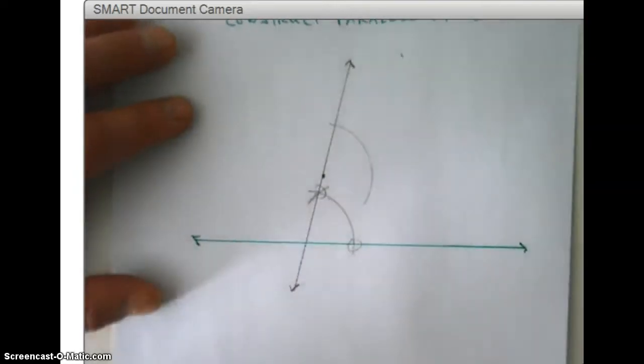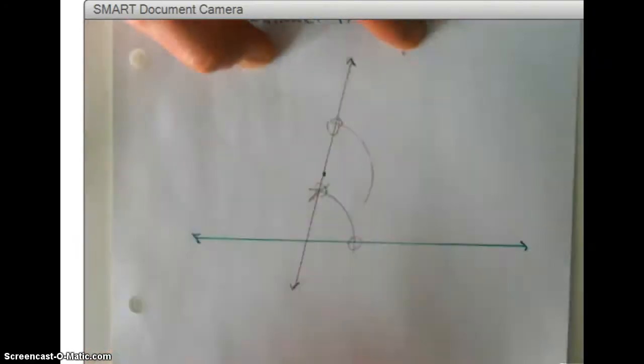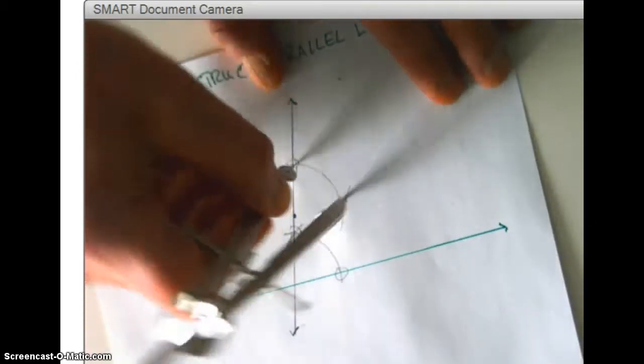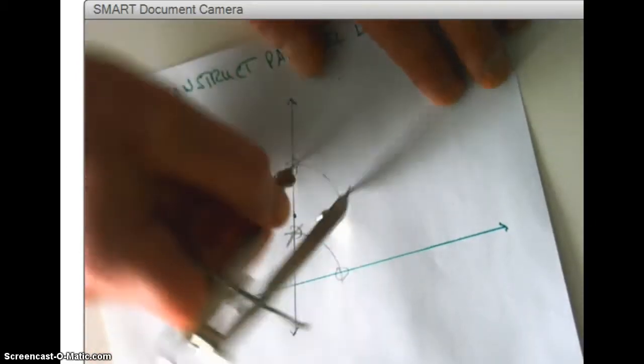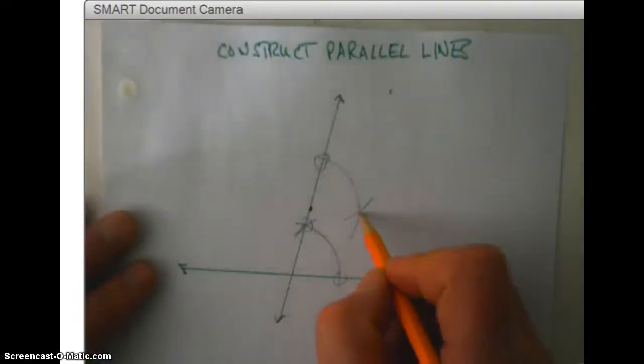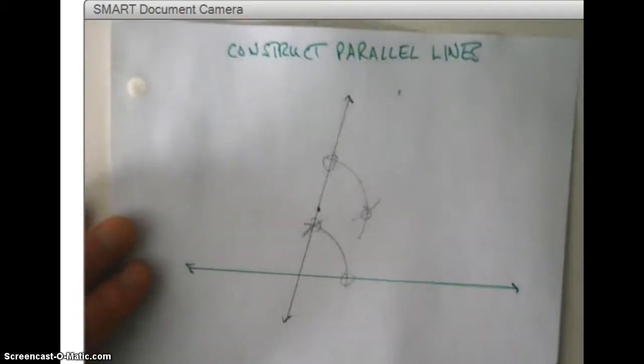And then you're going to do the same thing. You're going to start up at this intersection point, and you're going to come back down through that arc that you made, like that. Now, what that does is it gives you a second point to draw your parallel line through.